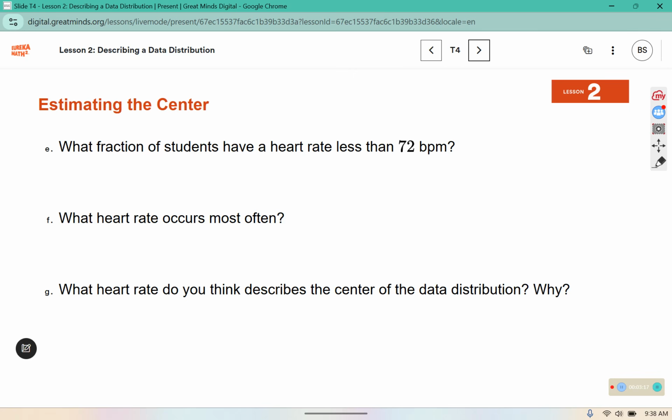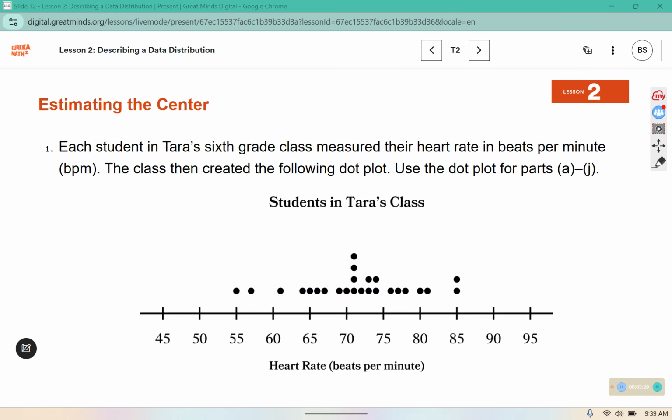E, what fraction of students have a heart rate less than 72? So we're going to count all the ones that are less than 72, and that is out of 25 students total. Here is 70, 71, 72. So we're going to count all the ones less than 72. 1, 2, 3, 4, 5, 6, 7, 8, 9, 10, 11, 12, 13 are less than 72 beats per minute.